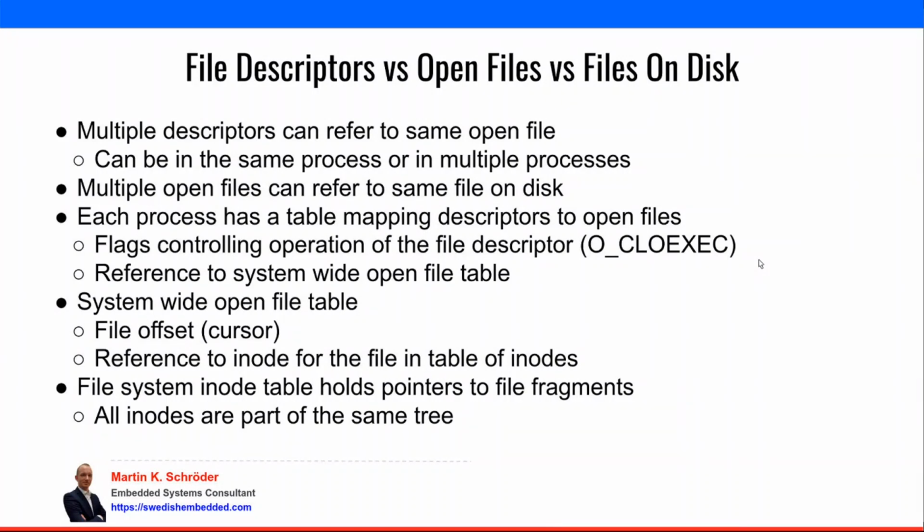Each process has a table mapping of descriptors to open files, and in this table we have basic flags that control the file descriptor. So for example, if you have close on exec, what that means is that the file descriptor itself is going to be closed when you execute another process.